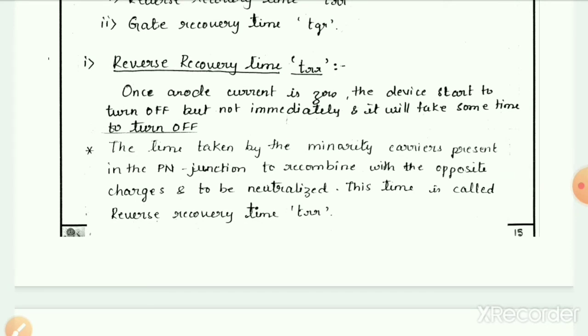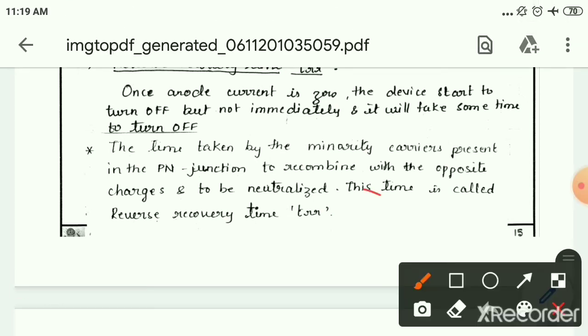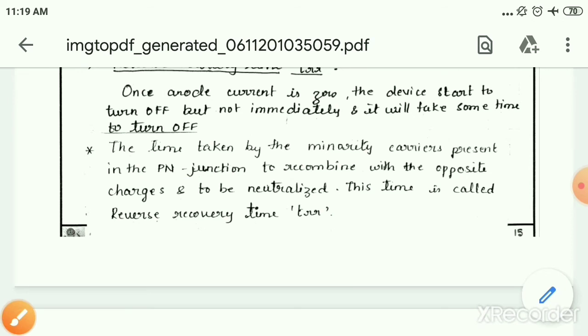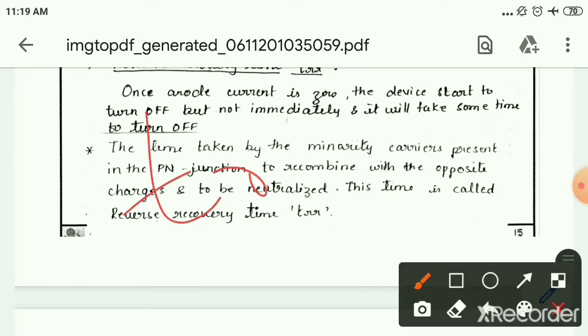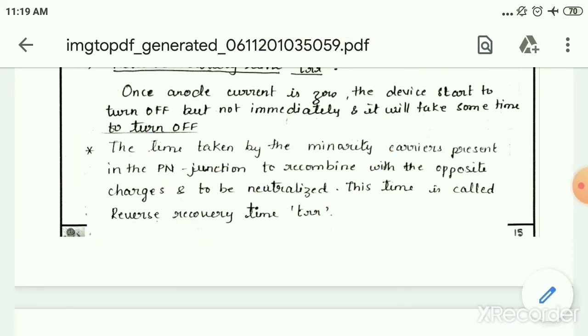Repeating, the time required for the minority charge carriers present on the PN junctions of your silicon controlled rectifier to recombine with the oppositely charged carriers and neutralize them is called the reverse recovery time of your SCR, and it is indicated as TRR.